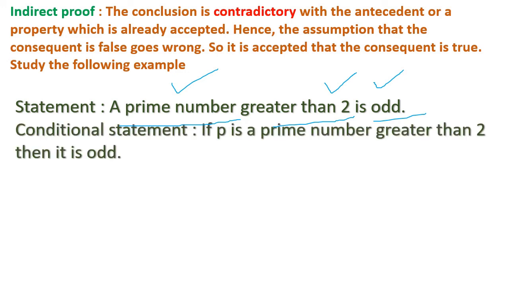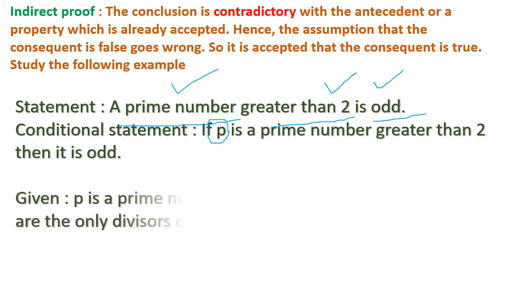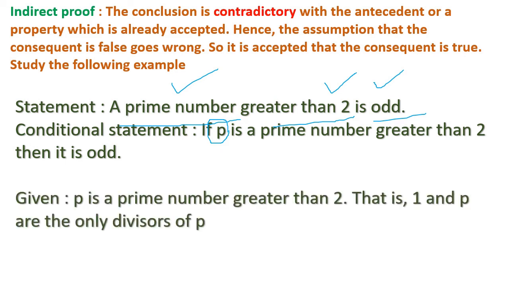For that, we should follow the statement. If P is a prime number, we are imagining, we don't know the prime number, we are imagining P is a prime number greater than 2, then it is odd. This is the condition given. Now, we know what a prime number is. A prime number is a number which can be divided by itself and 1. So here this number P is divisible by 1 and P only.